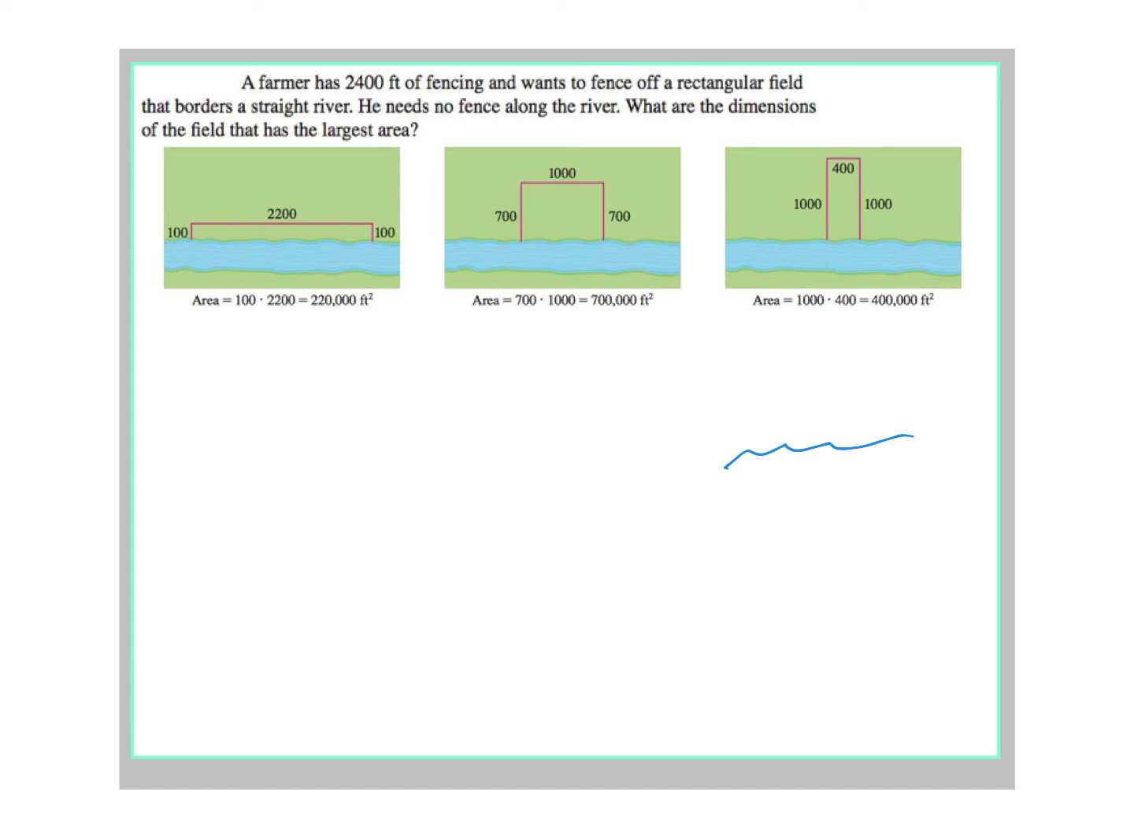So we got a river, and then we got some fencing. So how many sides do I have for this fencing? I have three sides. The way I think about it is I have x that goes horizontal, and y that will go vertical, right? Follow me? So what do we need to do? What are the dimensions with the largest area? Well, how do we find area? X times y.